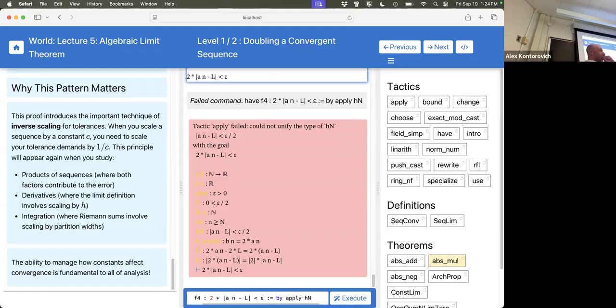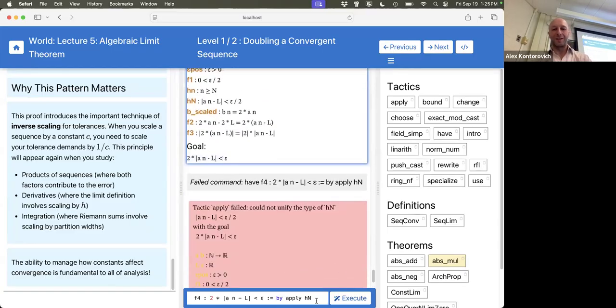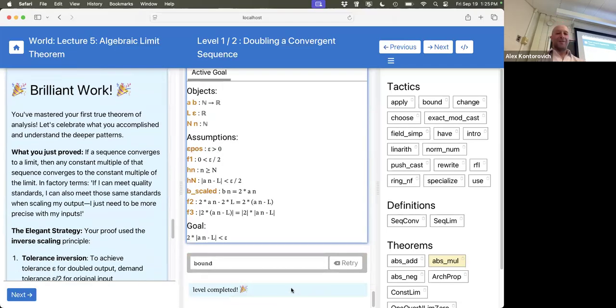Suhas? Bound will probably work. Bound will probably also work. So let's just try bound. Bound alone. Yeah. Bound is, I didn't want to have to teach you linarith. I just wanted you to use bound, but bound doesn't always call linarith in the right way. And sometimes it gets stuck. So I had to teach you linarith also. Okay.